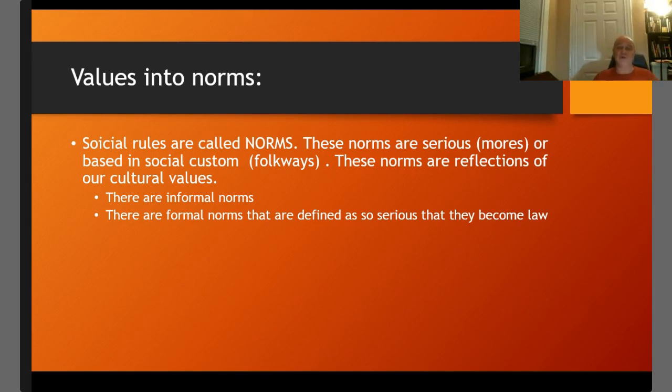There are also informal norms, or folkways. For example, we don't tend to eat salad with our hands. We use a fork. There's no law against eating salad with your hands, but you might think it bizarre if someone who you invited to dinner decided to do that. These formal norms or mores, some of which are so serious that they're defined as such and they become law.